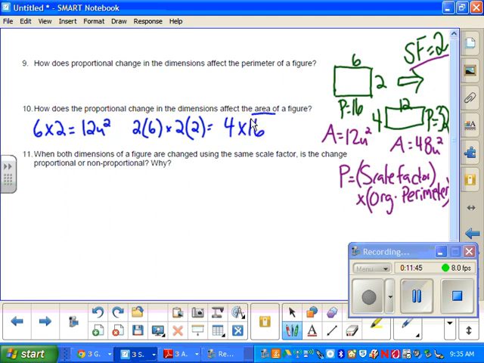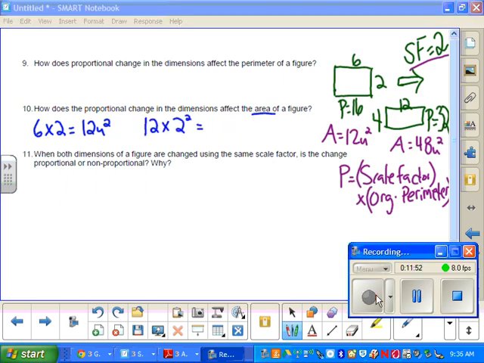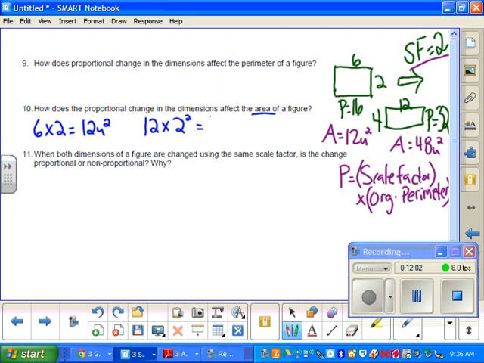Hold on, that's not right. Oh, was it not paused? Sorry guys. Let's rewind real quick. Actually, all you're doing is 12 times your scale factor squared. So that will give you 48 units squared. Sorry about that, guys.